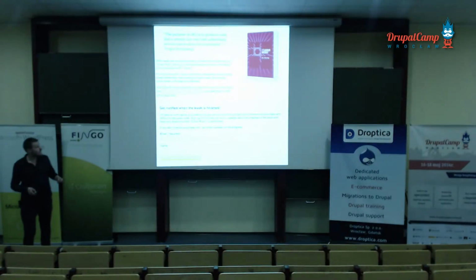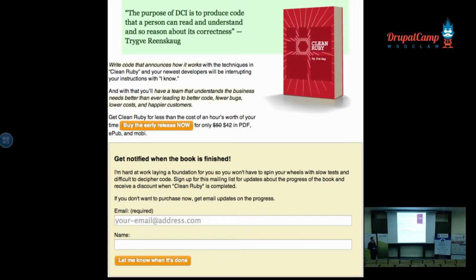So this is an example of a book called Clean Ruby. So this was available for pre-sale, or is still available for pre-sale. So this is where he basically says, you can buy the early release of your book. You're getting a small discount. Or, if you don't want to do that, you can put your email address in there and you will get the full book when it's finished. A lot of people have bought this book, so it works.